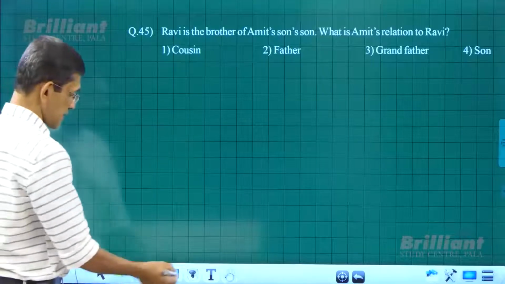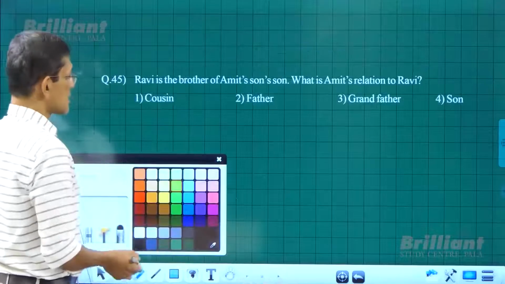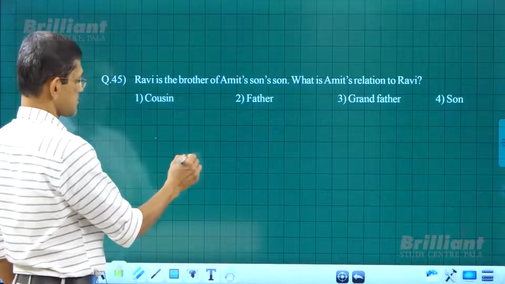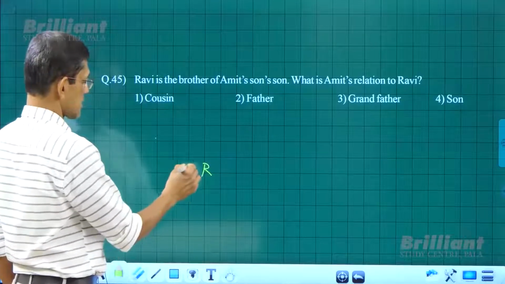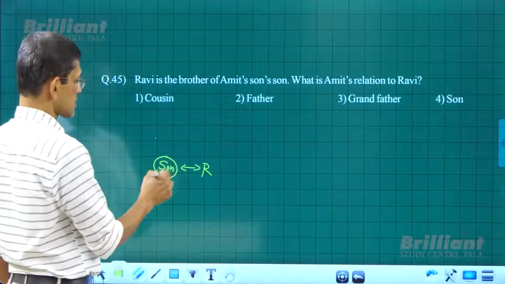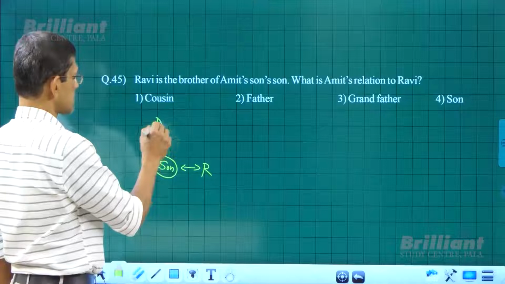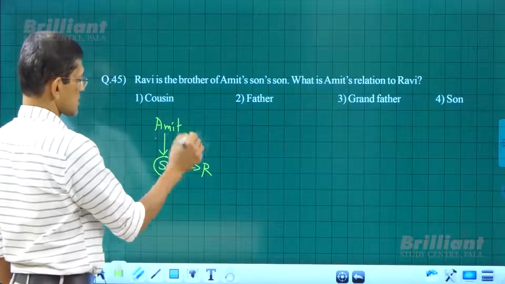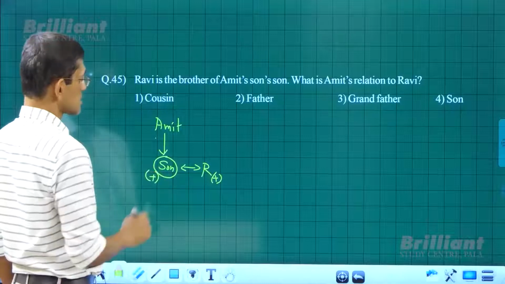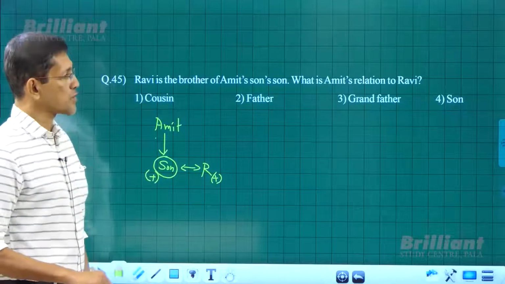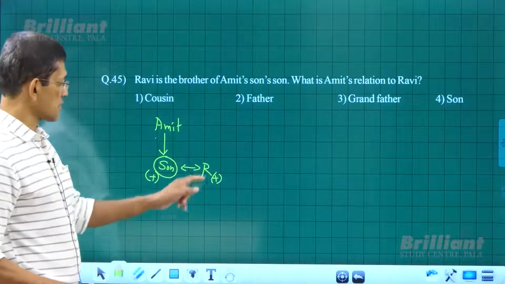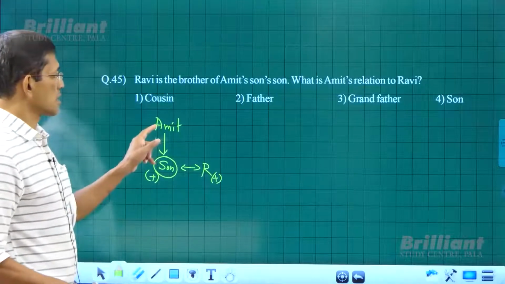Number 45. Ravi is the brother of Amit's son. Okay, so Ravi is the brother of Amit's son. So the son of Amit, whoever it is. So this is Amit here. Ravi is the brother of Amit's son. These two are males. And what is Amit's relation to Ravi? So from Ravi's point of view, who is Amit?